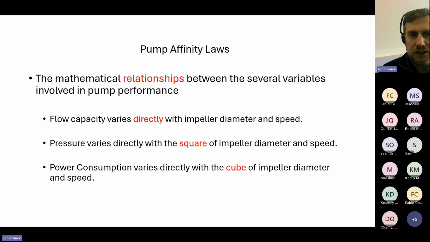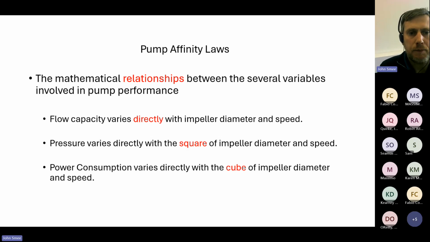The first affinity law says that the flow capacity, the flow out of the pump, varies directly with impeller diameter and speed. Our very first example of the cake and the eggs was a linear relationship. So, a straight line on a graph: you increase one by 10%, the other increases by 10%. It's a directly proportional relationship. So the first affinity law says that flow capacity varies directly with impeller diameter and speed.